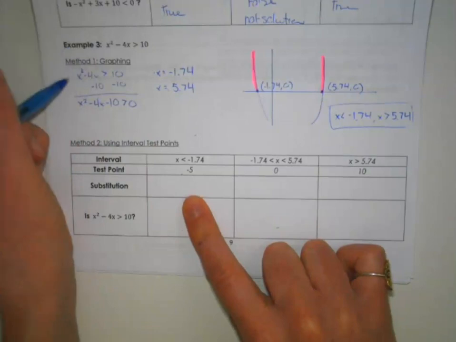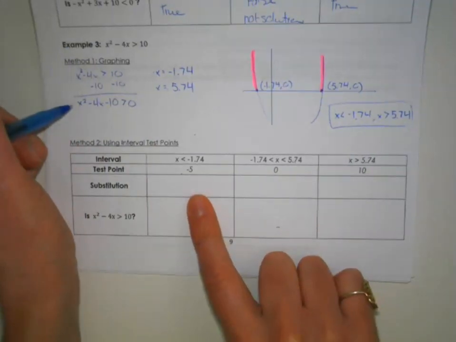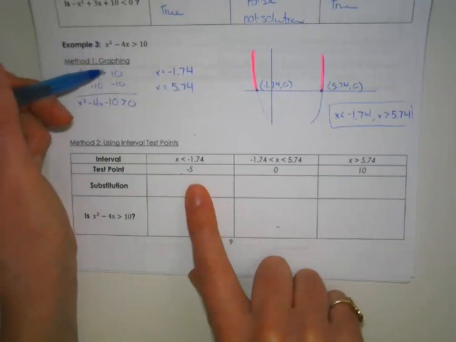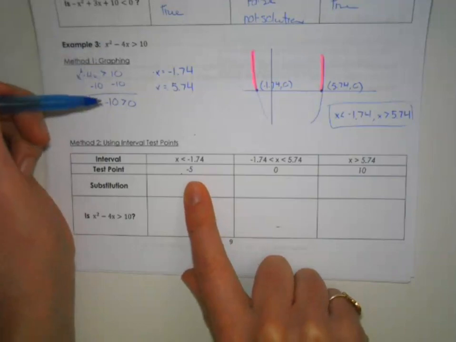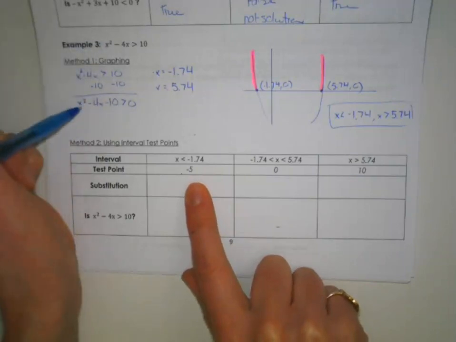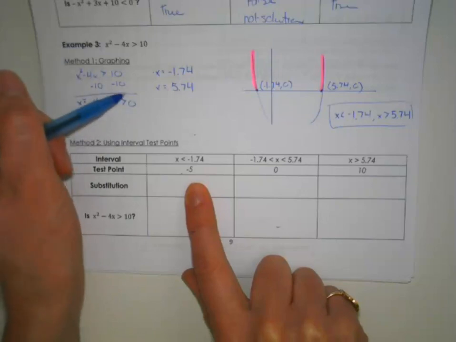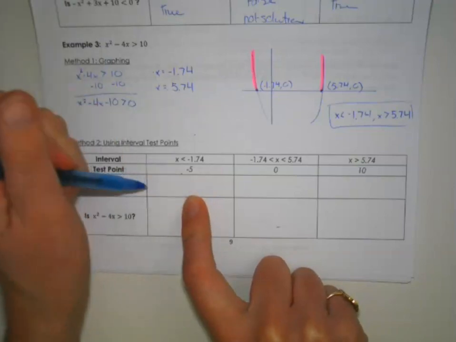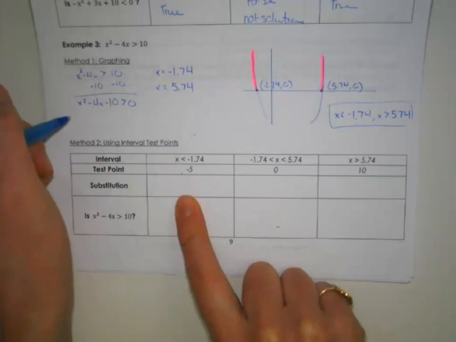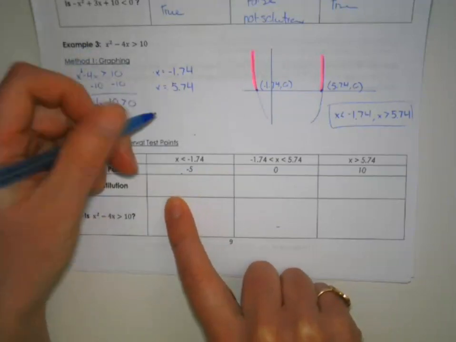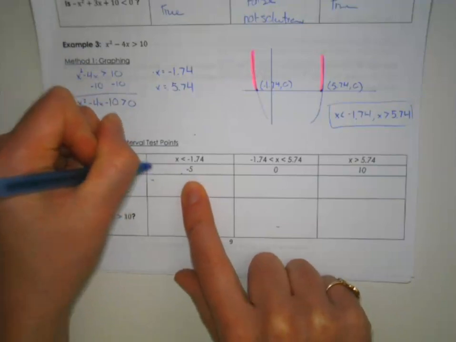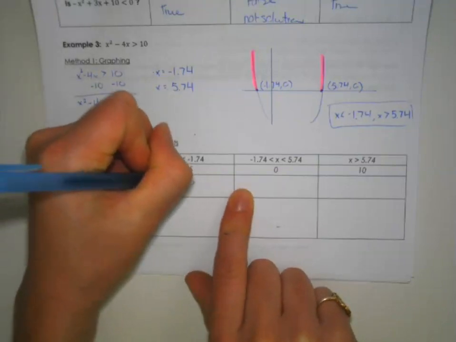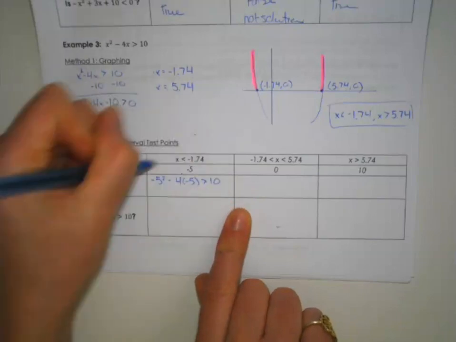So if we put that in, I would recommend that when you're putting in your test point, use the original version. Now this is going to make it a little bit weirder because you aren't comparing to the 0 the way you would here, but if you made an error with moving things around, it won't be affected by this. So that's why I recommend using the original one. So basically x squared minus 4x. If we're using negative 5, negative 5 squared minus 4 times negative 5 is greater than 10 is what we're trying to say.